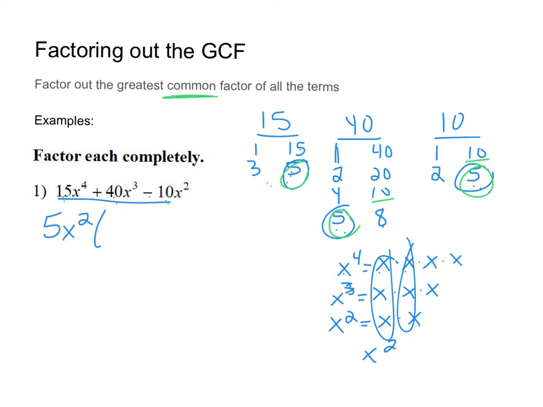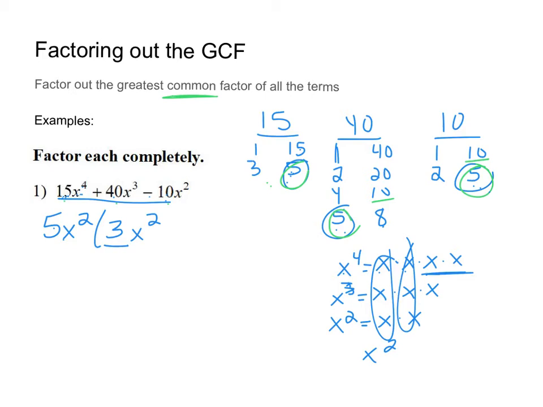So if we have 15x to the fourth, you can either think of this as 5 times what is 15, or think about 15 divided by 5. Either way, it's 3. That's what's left over. X to the fourth divided by x squared, or how many x's did we take out? We took out 2, so that means there's 2 left. And in our illustration, we can see there's 2 left.